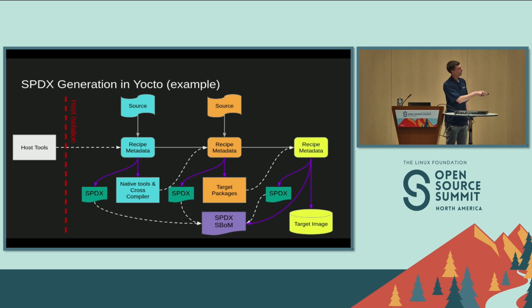Those end up in your target image, and then what Yocto does is at each step along the way, whenever it builds something, it spits out a little SPDX document, and at the end we combine those all together to make your final SBoM that describes your target image. So that's just an example of how it's done. There are other ways of doing it.